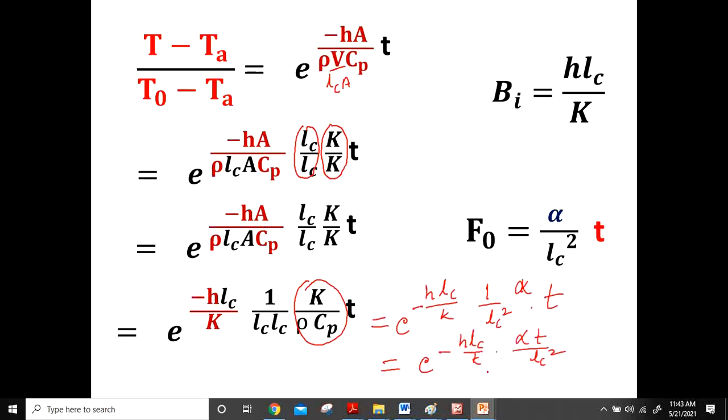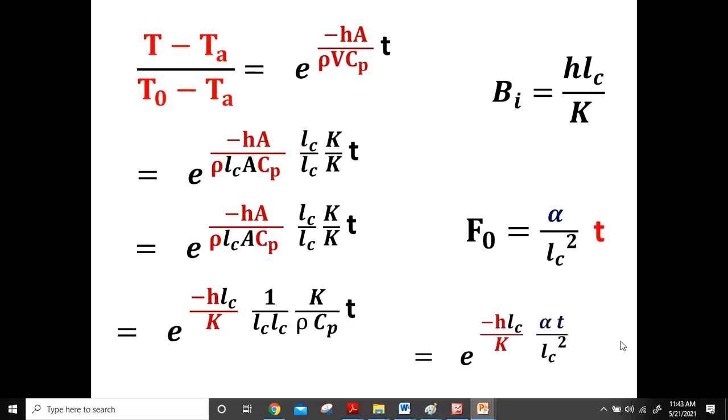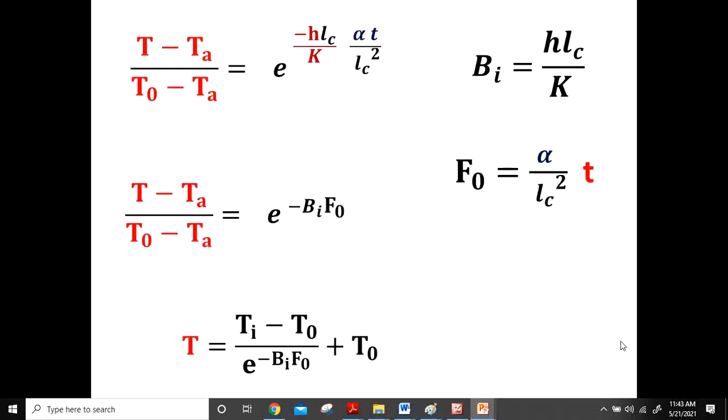h Lc by k is nothing but the Biot number. Alpha t divided by Lc squared is equal to the Fourier number. This will be minus Biot number times Fourier number. After simplification, this is the temperature distribution equation.